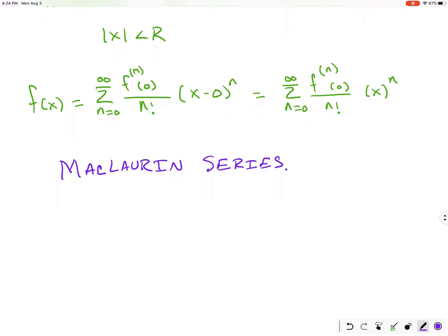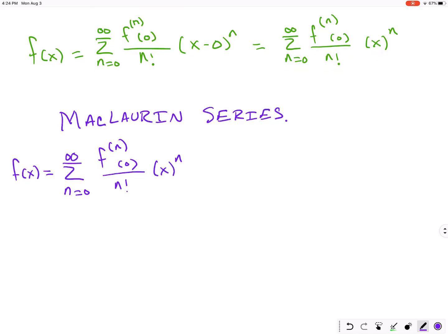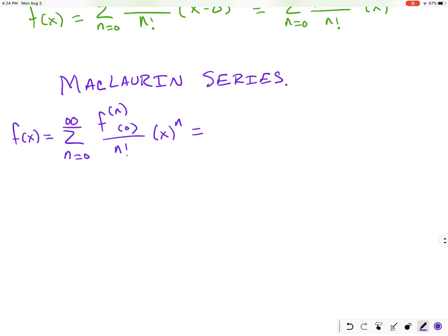So the Maclaurin series is a special case of the Taylor series. And when we write out the Maclaurin series, we have f of x equals the summation from n equals 0 to infinity of the nth derivative of f evaluated at 0 over n factorial times x to the n.